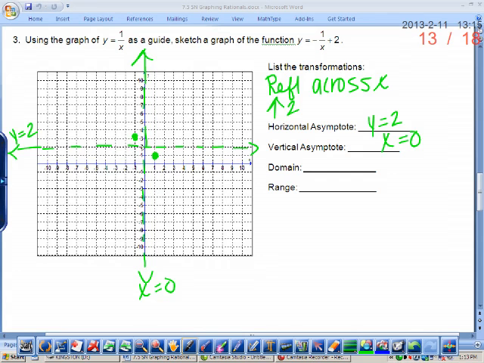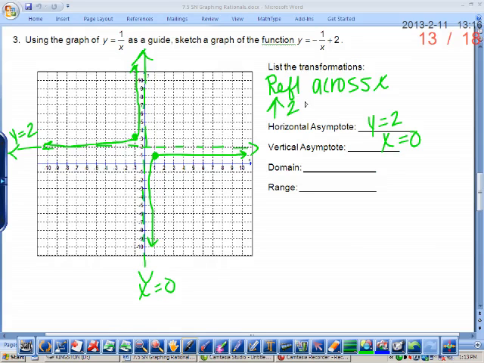Okay, use your asymptotes as your guide. Just eyeball it a little bit. For now, the big picture is that you're getting the pieces of the graph in the right spot. Starting tomorrow, you're going to have very specific points that you're being asked to graph every single time. Okay?